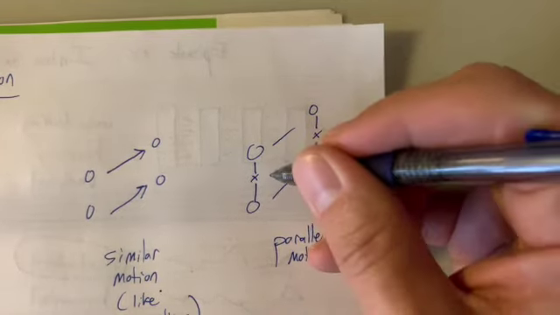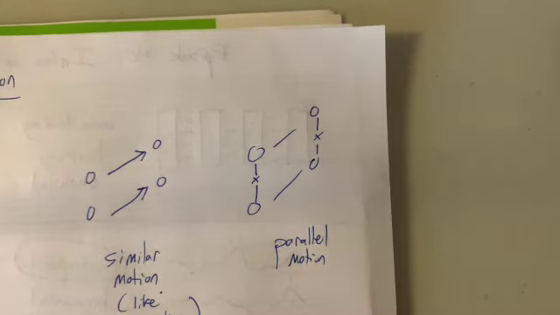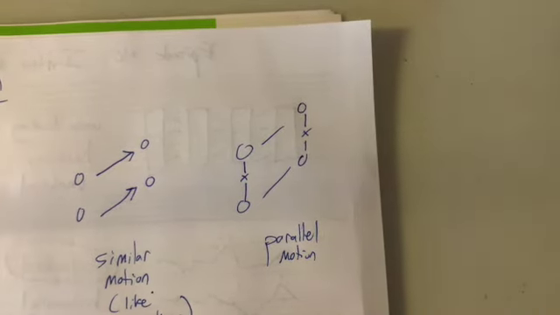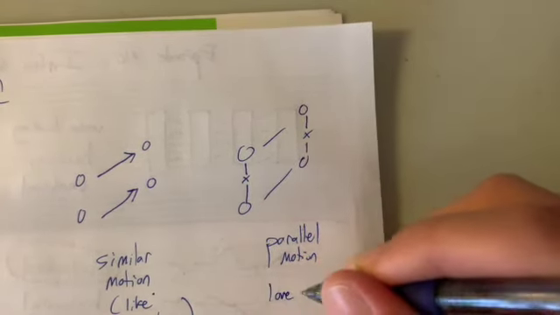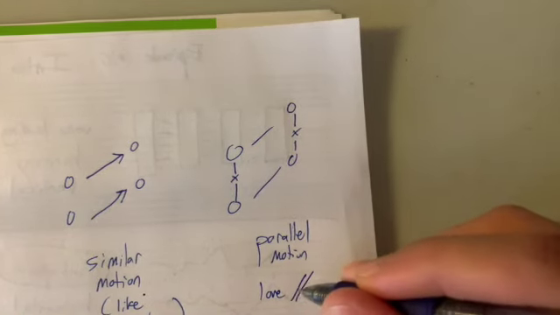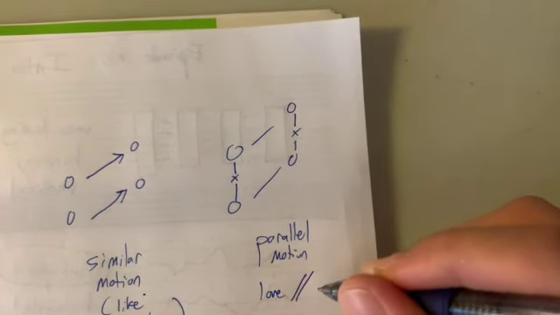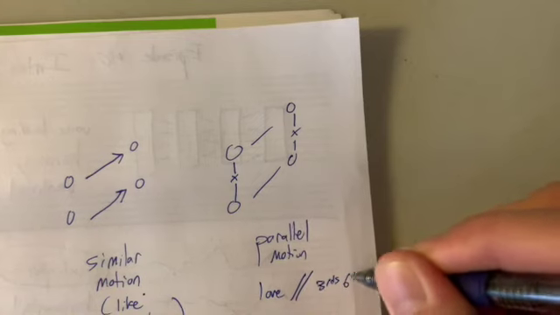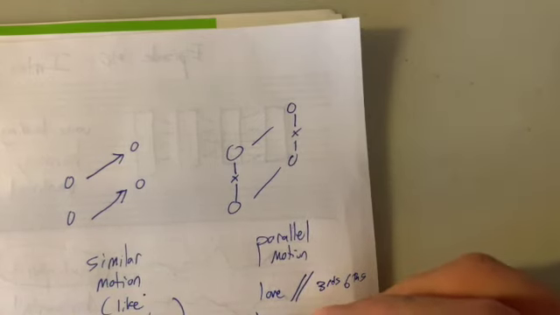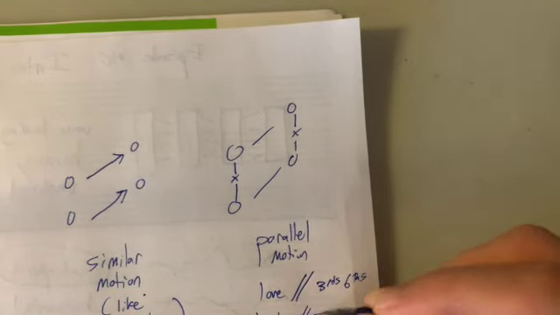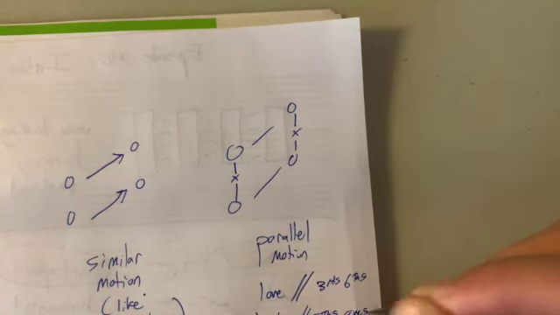So say this was a 6th and this was a 6th. Parallel 6ths. We love parallel 6ths. We often use 2 lines to mean parallel 3rds and 6ths. But we hate parallel fifths and octaves.